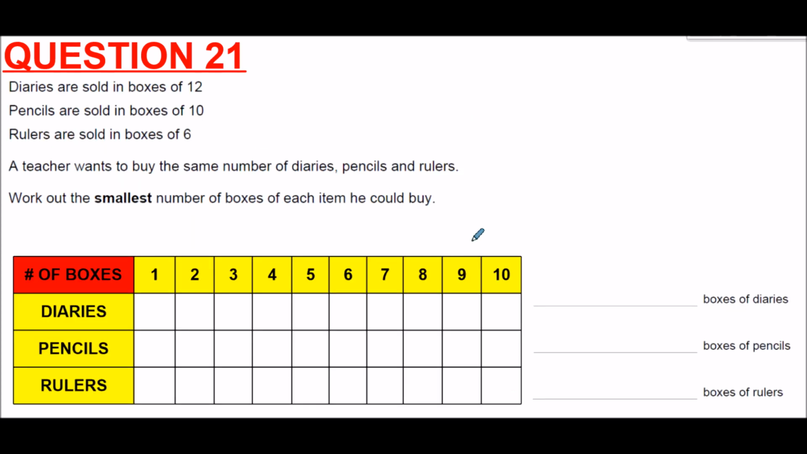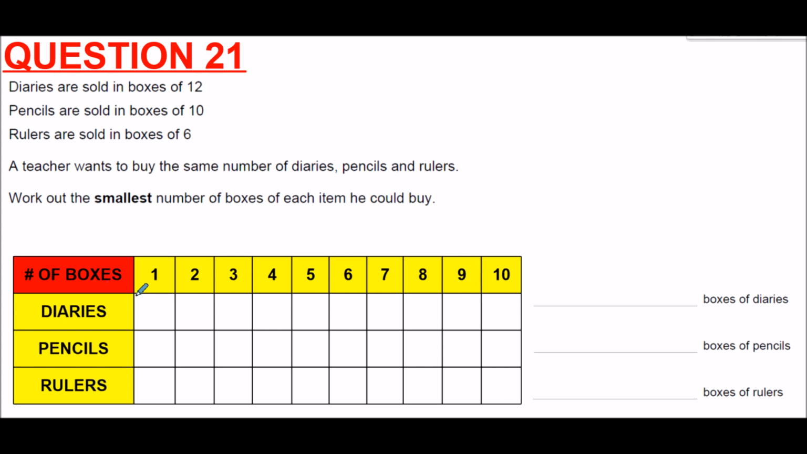Question 21. I've done a table down here which will make it easier to explain. Diaries are sold in boxes of 12, pencils are sold in boxes of 10, and rulers in boxes of 6. A teacher wants to buy the same number of diaries, pencils and rulers. Work out the smallest number of boxes of each item he could buy.